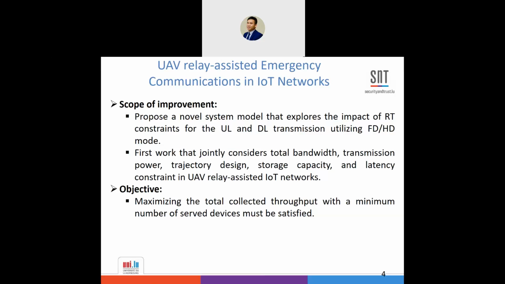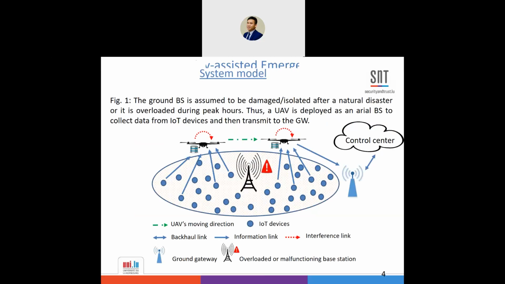We propose a novel system model that explores the impact of the battery time-out constraint for the uplink and downlink transmission, utilizing full duplex and half duplex modes. This is the first work that jointly considers bandwidth, transmit power, trajectory design, storage capacity, and listening constraints for both uplink and downlink in a UAV relay assisted IoT network. In this paper, we aim to maximize the total collected throughput while a minimum number of served devices must be satisfied. This is the system model.